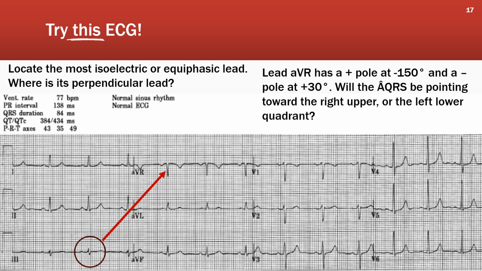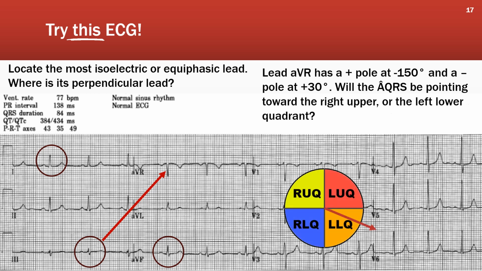So will the mean QRS axis be pointing towards the right upper or the left lower quadrant? Well, we can look in leads 1 and AVF. Leads 1 and AVF have QRS complexes that are upright. That alone tells us that the mean QRS axis is going to be located in the left lower quadrant.